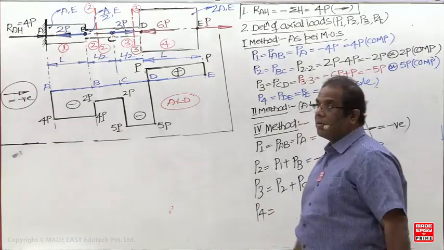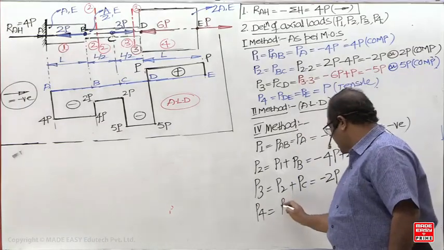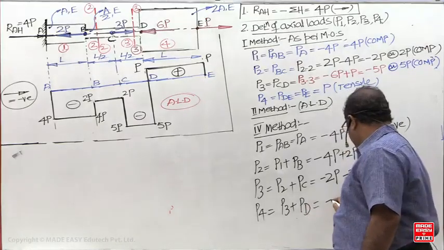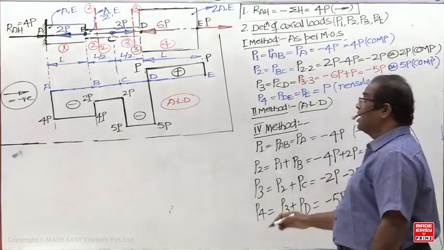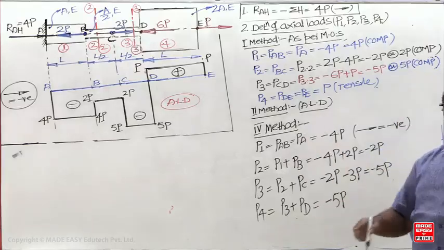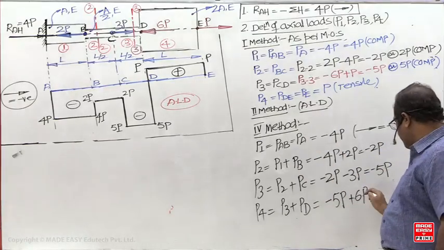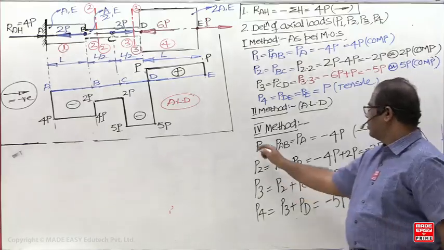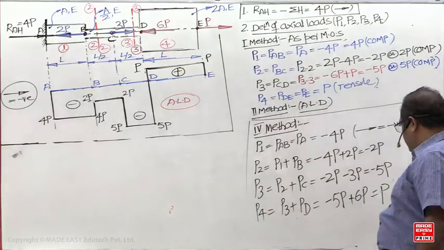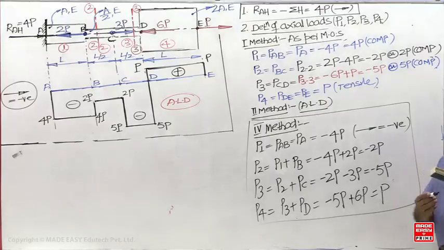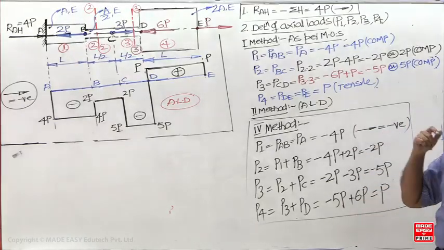And what about P4? P4 is P3 plus the load at D. P3 is minus 5P. What is the load at D? 6P towards the left side. Towards the right side is taken negative here, so towards the left side is positive. Somebody can also start from the right side. This is important. I already mentioned this will take less time.